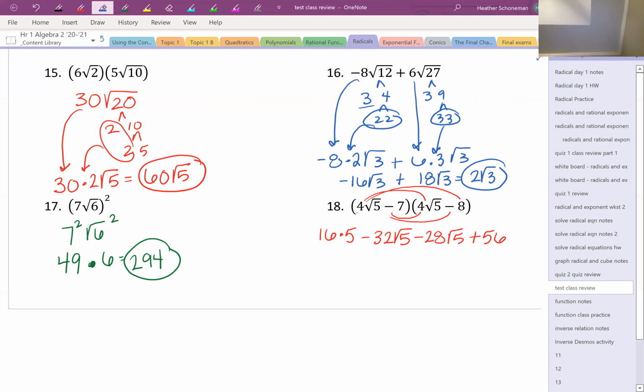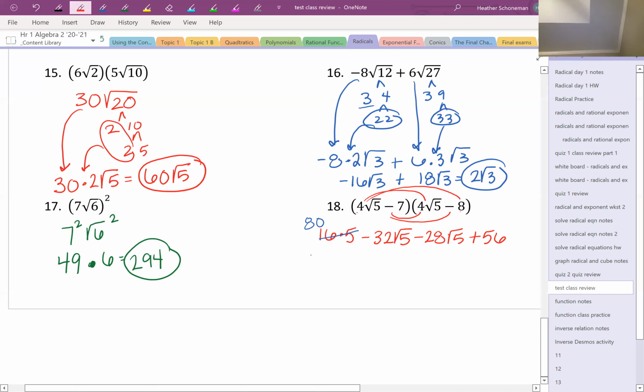Before we combine like terms, we want to recognize that 16 times 5 is really 80. Now we can combine like terms. 80 and 56 gives us 136. And then we add the terms in the middle, negative 32 and negative 28 would be negative 60 square root 5.